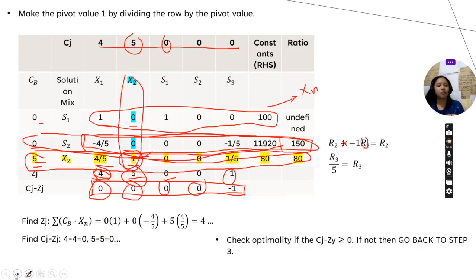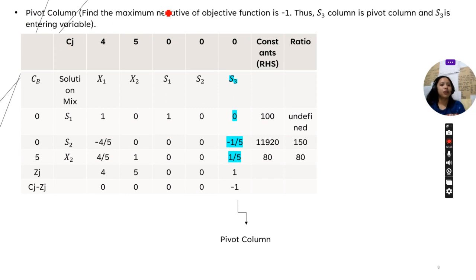Step 3 is to find the pivot column. To find the pivot column, we should find the maximum negative of the objective function. The maximum negative objective function here is negative 1, where it belongs to S3. So the S3 now is the pivot column.